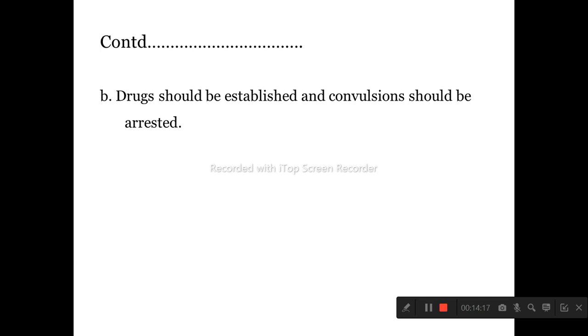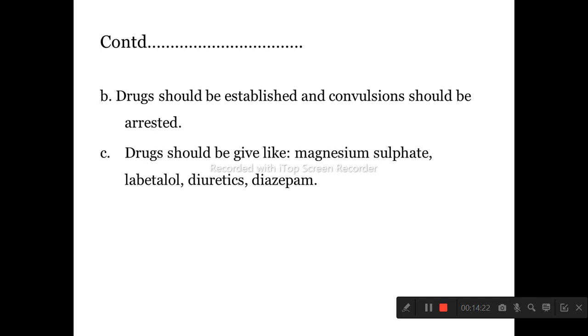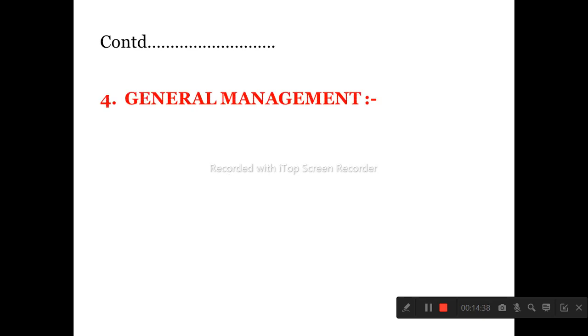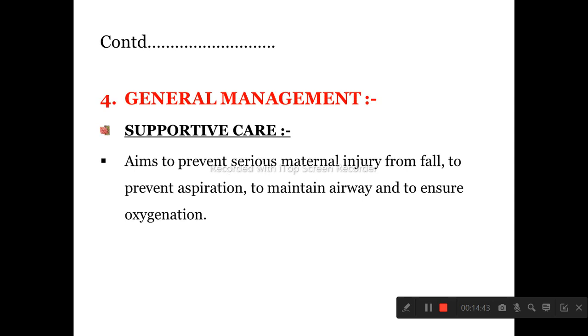So the magnesium sulfate therapy should be started as soon as possible. Drugs should be given like magnesium sulfate, labetalol, diuretics and diazepam. One medical personnel and a trained midwife should accompany the patient in a well equipped ambulance to prevent any complications. Then next is general management. What general management we can give to the patient is supportive care, which aims to prevent serious maternal injury from fall, to prevent aspiration, to maintain airway, and to ensure oxygen.